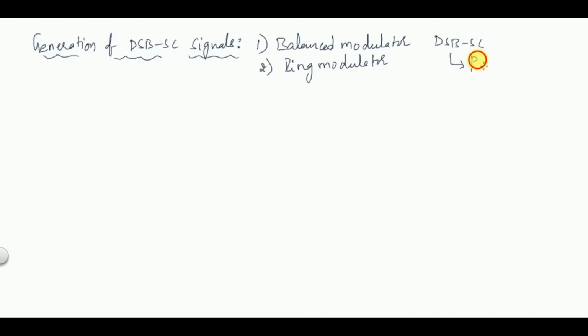Any modulator which generates a DSB-SC signal is called a product modulator, since DSB-SC is the product of both inputs, the message signal and the carrier signal. In this video we will discuss the balanced modulator only.